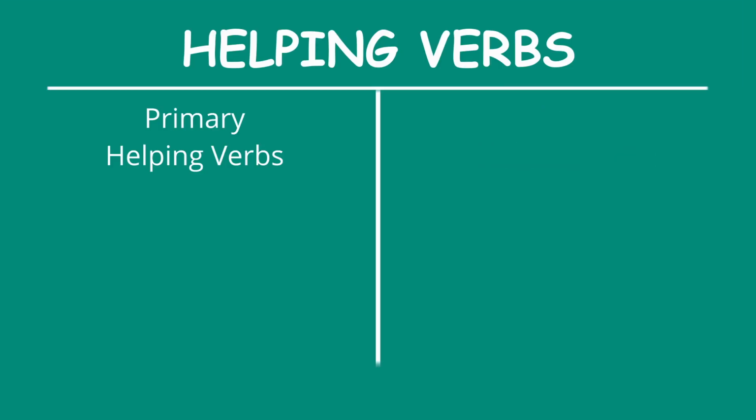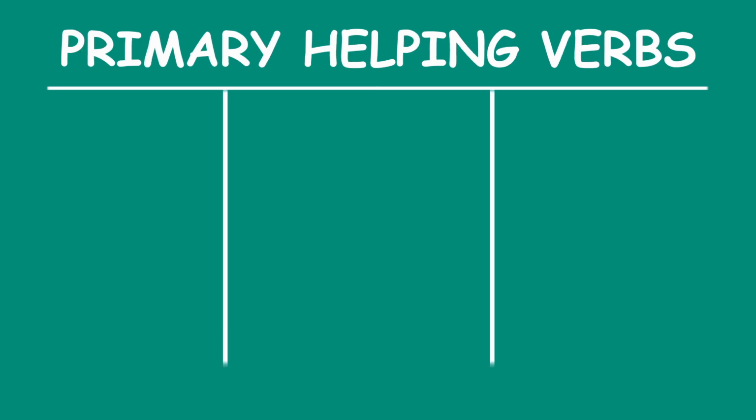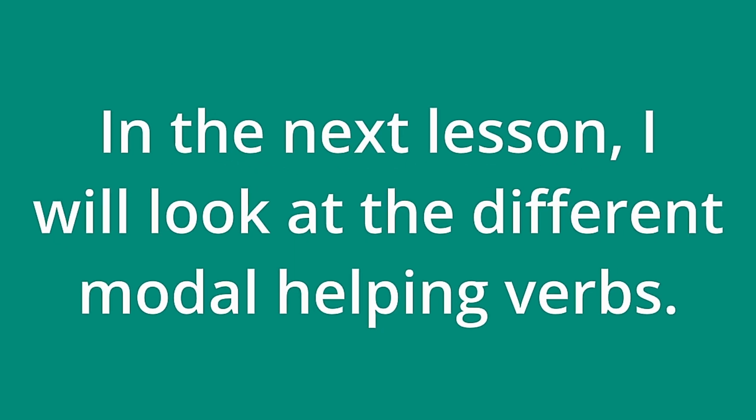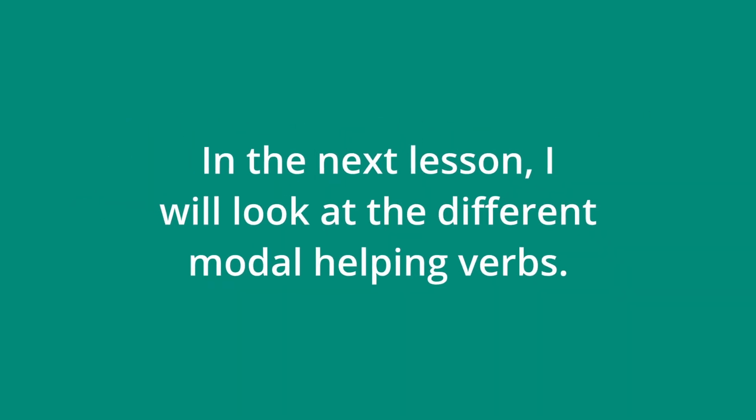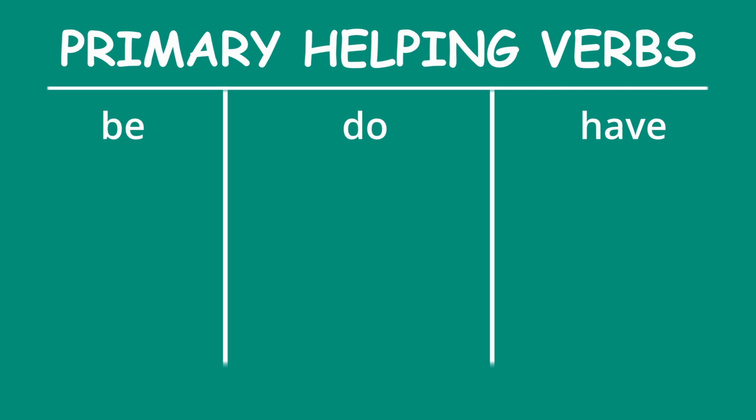Now, there are two types of helping verbs: primary helping verbs and modal helping verbs. In this lesson, I will look at the three primary helping verbs: be, do, and have, with their different forms. And in the next lesson, I will look at the different modal helping verbs. But for now, let's look at the three primary helping verbs: be, do, and have.